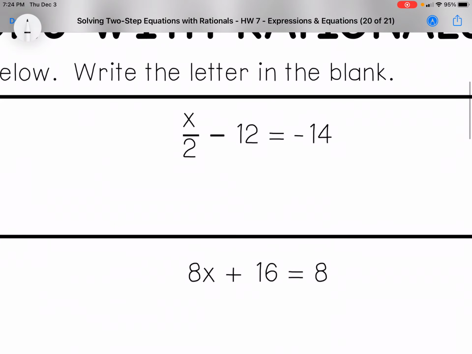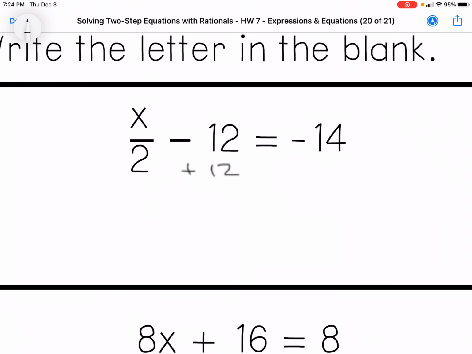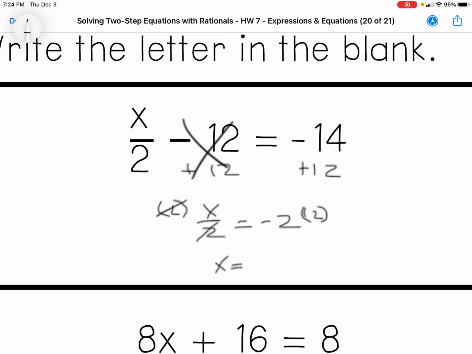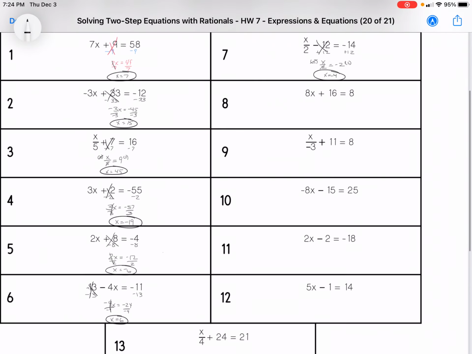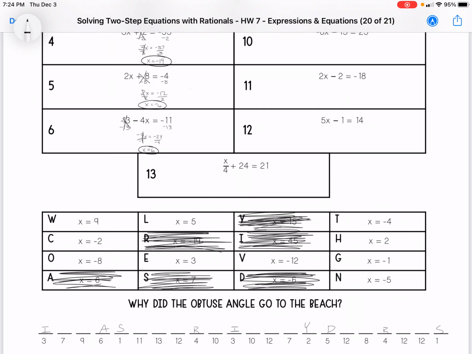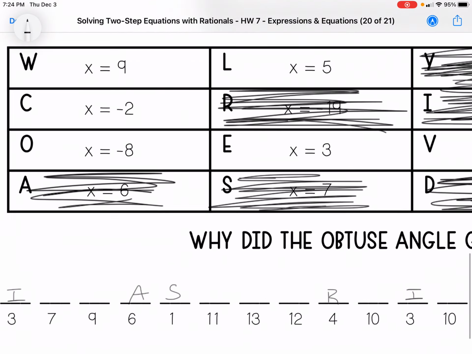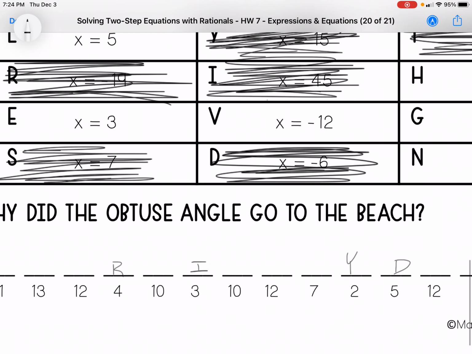Number 7. I'm going to add 12 to both sides. Those go away. X over 2 equals negative 2. Multiply by a positive 2. x equals negative 4. So 7 is negative 4. Where is negative 4? So 7 is T. Mr. T.